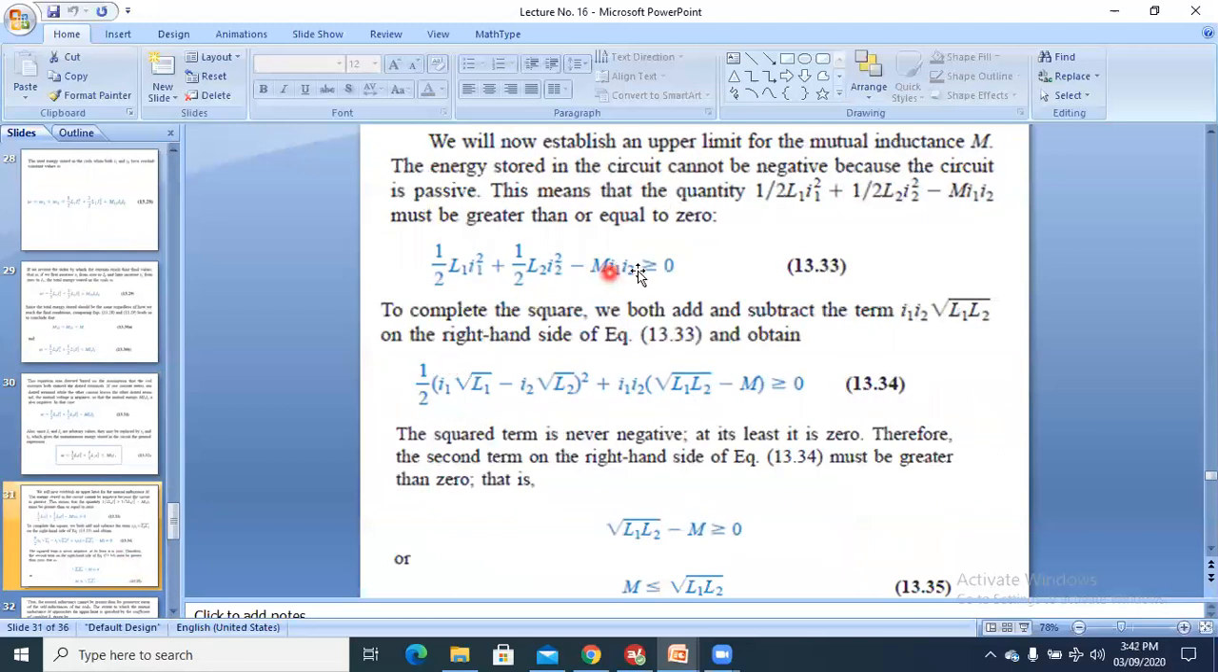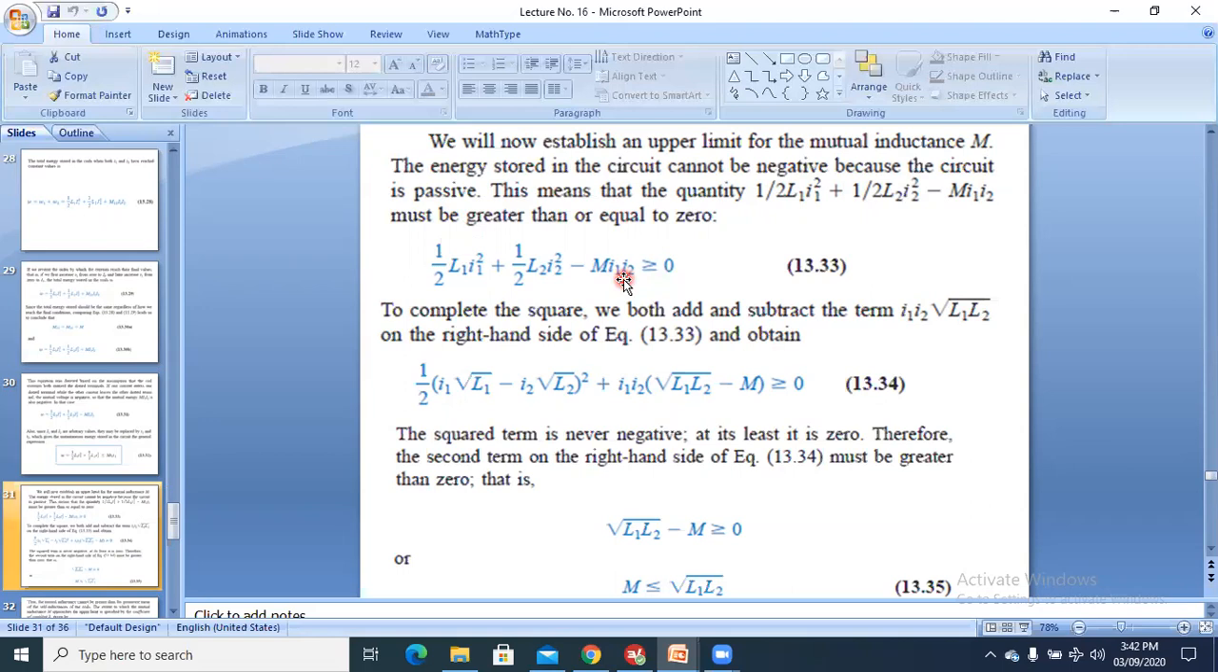Now we can see that the energy can never be a negative quantity. Energy is always a positive quantity. So we know that the value of this energy must be greater than 0. So we take this quantity greater than or equal to 0. Now we add I1 I2 times the square root of L1 L2, and subtract the same quantity from this relationship.